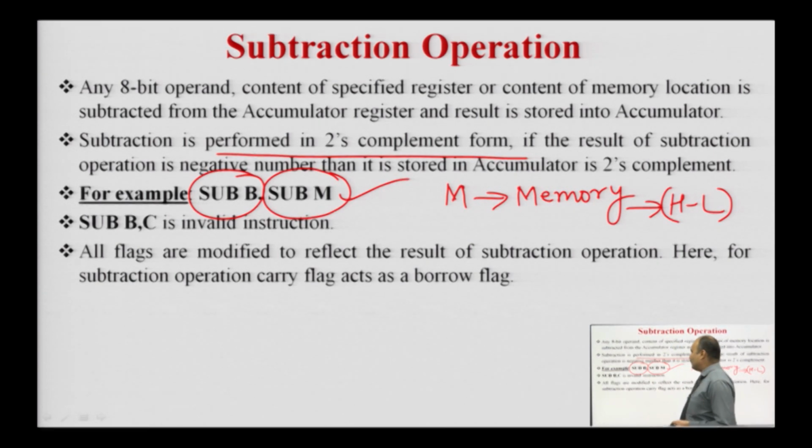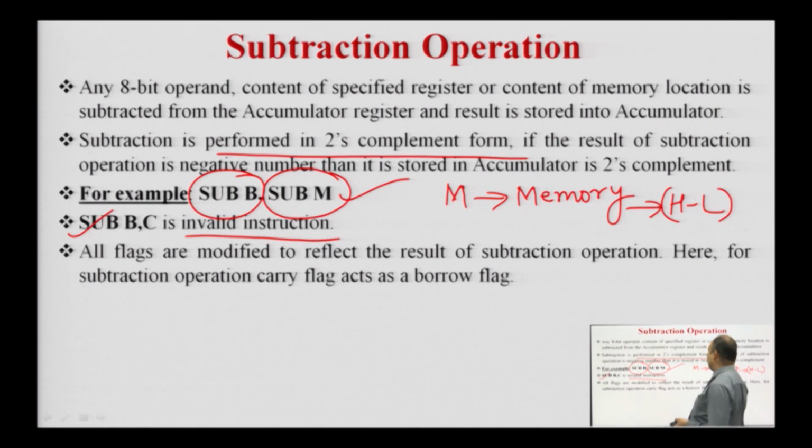We cannot use the instruction SUB B, C, which means we can never subtract the content of the C register from the B register, because during arithmetic addition and subtraction, as already explained, one of the operands is always in the accumulator register. So SUB B, C is an invalid instruction. We never use it. The correct instruction is SUB C.